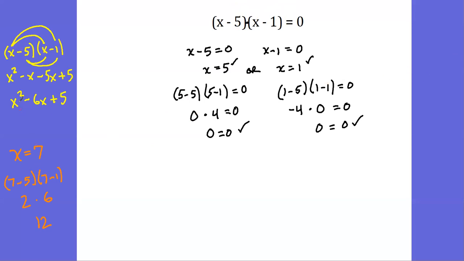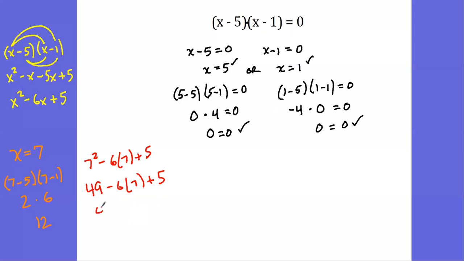Now, let's plug the 7 into this expression. So this would be 7 squared minus 6 times 7 plus 5. And when we simplify an expression, we always follow the order of operations. So we take care of our exponent first. So 7 squared would just be 7 times 7, or 49.